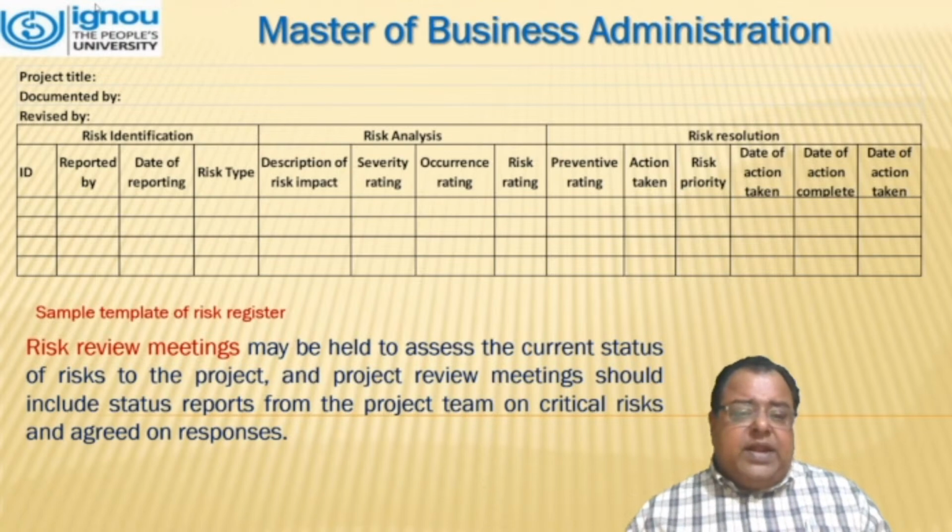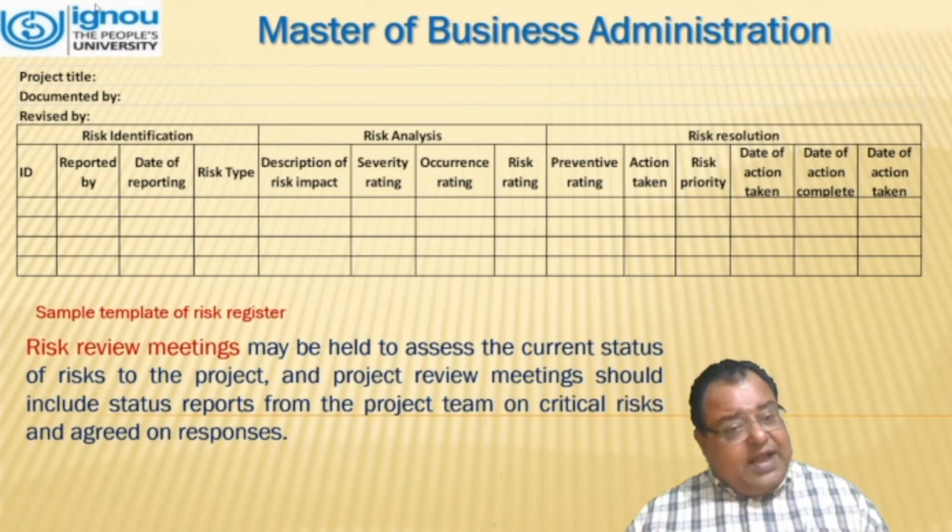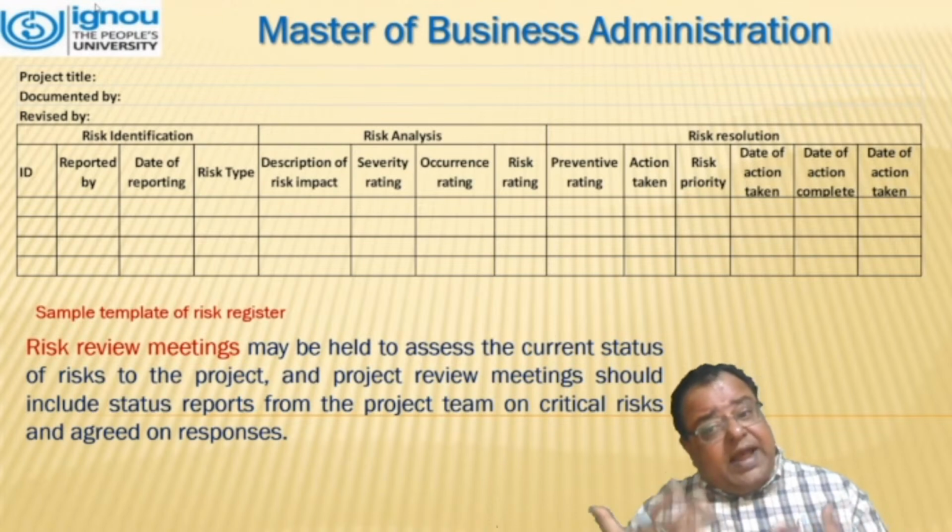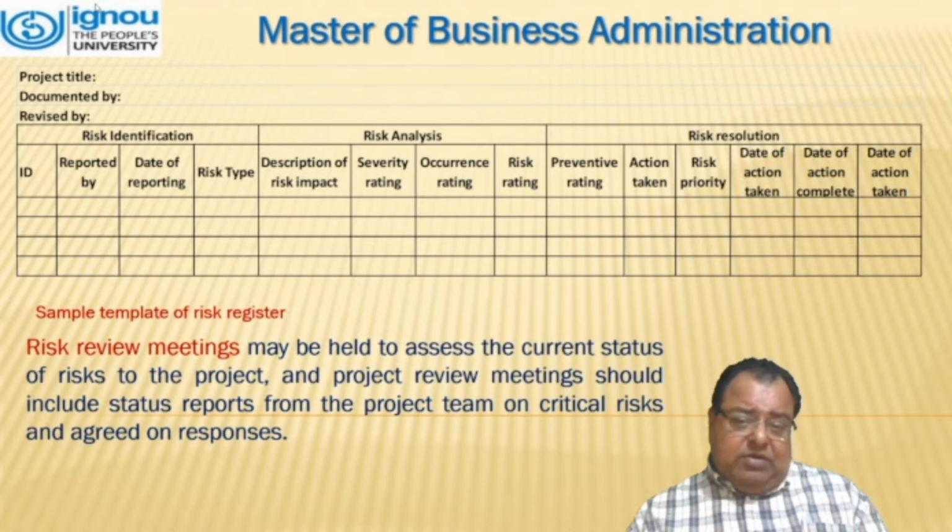There are three main columns, that is risk identification, risk analysis, and risk resolution. ID, who did it, reported by whom, date of reporting, risk type, nature, description of the risk, impact, severity rating, occurrence rating, and risk rating. These all four categories are of risk analysis.